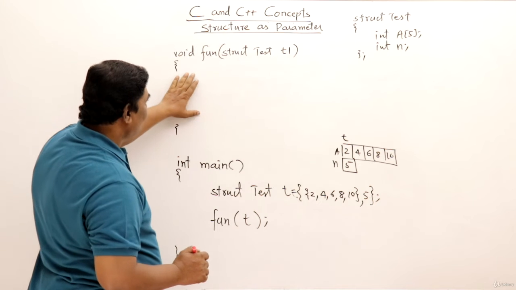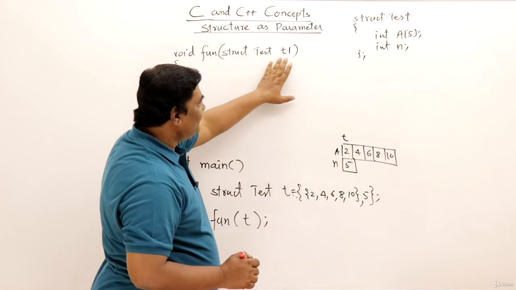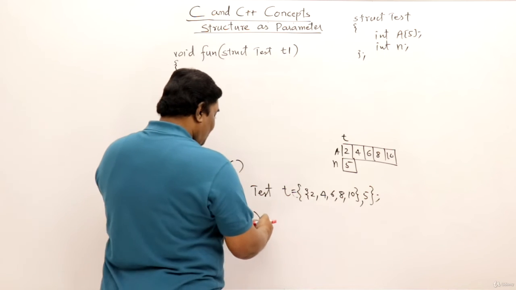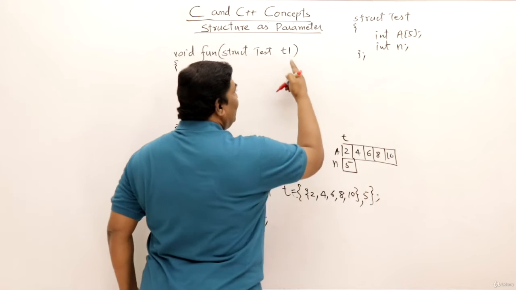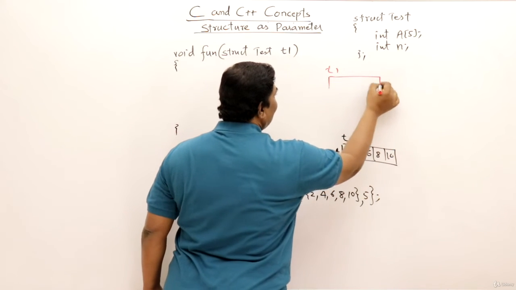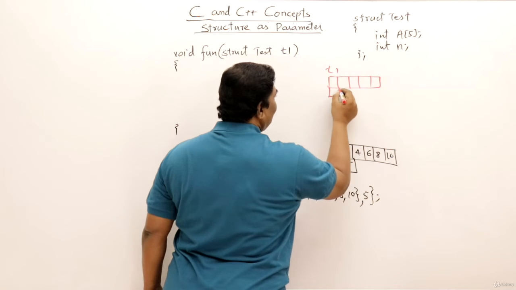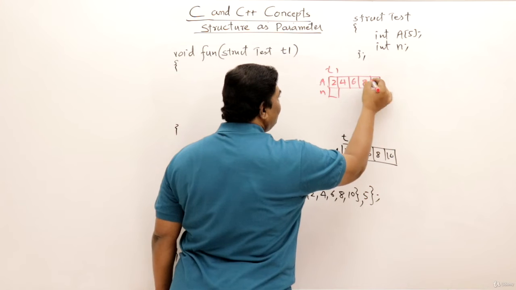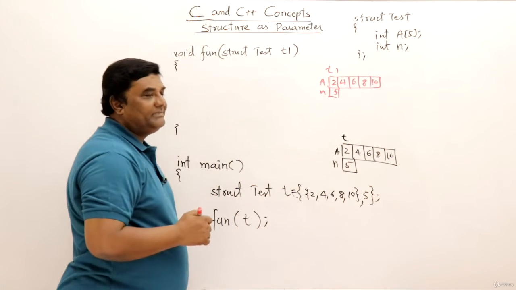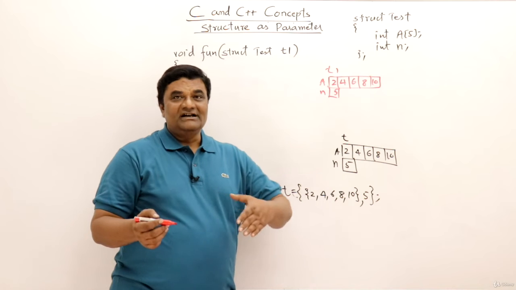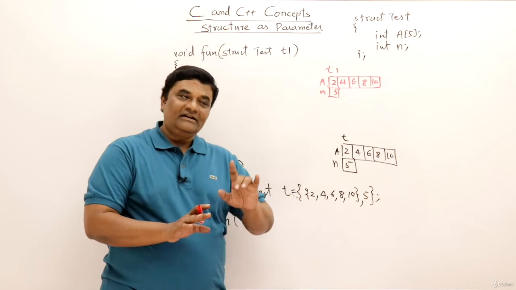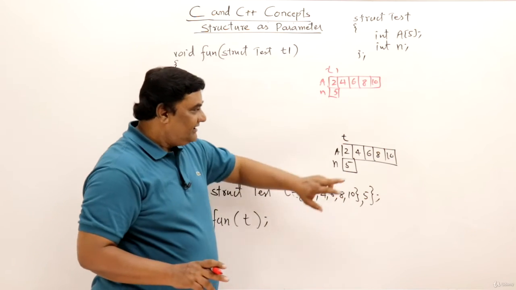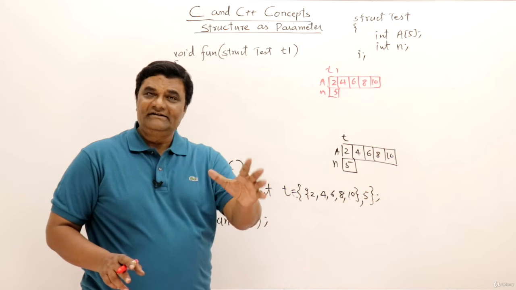Here I have a function called fun, and I am taking it as call by value. From here I am passing T. Does it work? Yes, it works. What happens when this T is passed? A new T1 is created with an array, and also n, and everything from here will be copied here: 2, 4, 6, 8, 10, and also the value 5. When a structure is passed by value, even if it has an array, the array is created separately in the member and filled. Imagine all these values have to be copied. It is done automatically by the compiler.